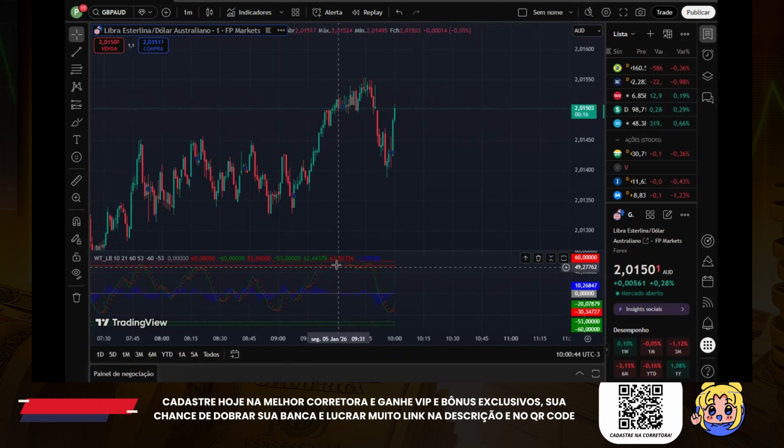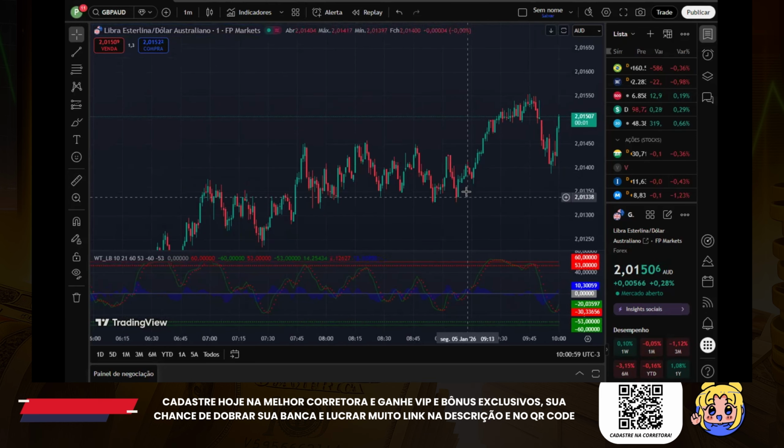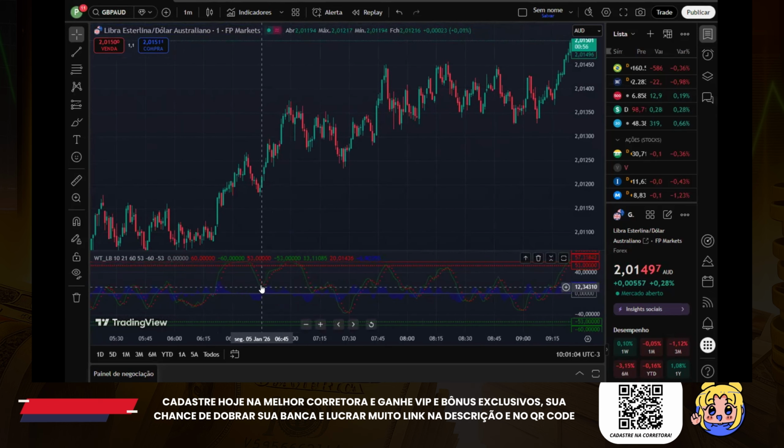Whenever the indicator reaches this zone here, it represents an overbought or oversold region. At that point, a reversal can happen at any moment. Personally, I prefer to trade in the OTC market, but many traders prefer operating in the open market. That choice depends entirely on your own strategy and comfort level.